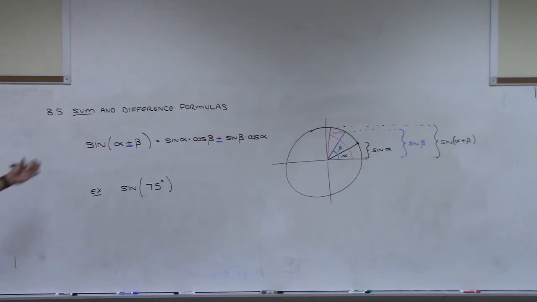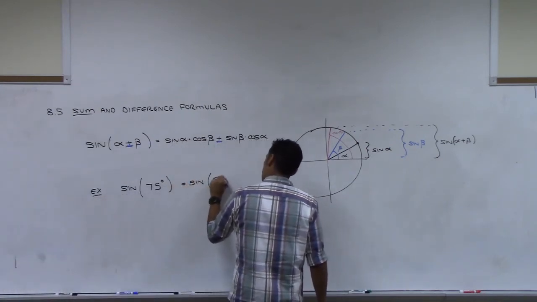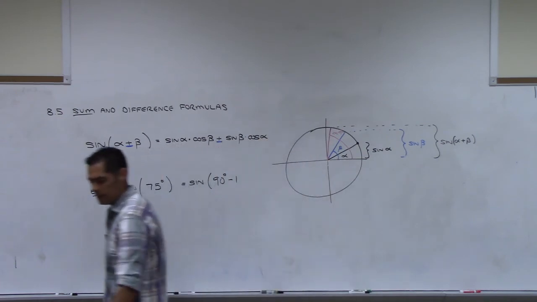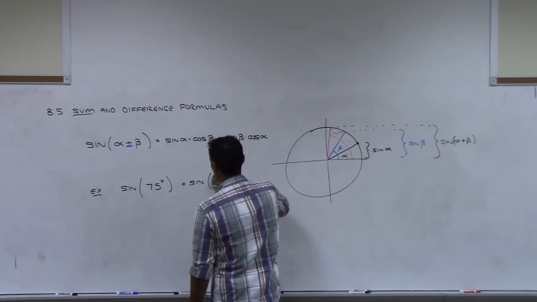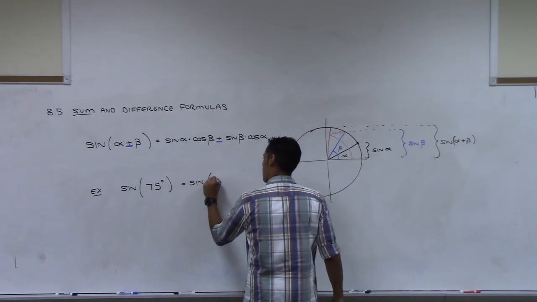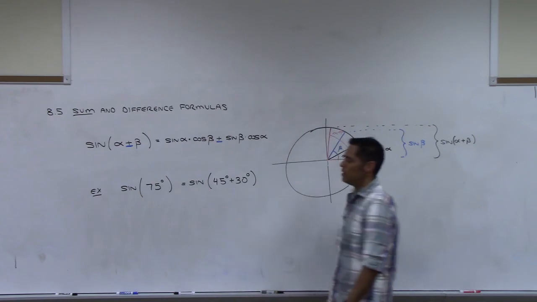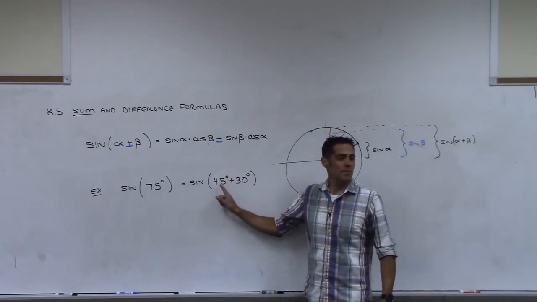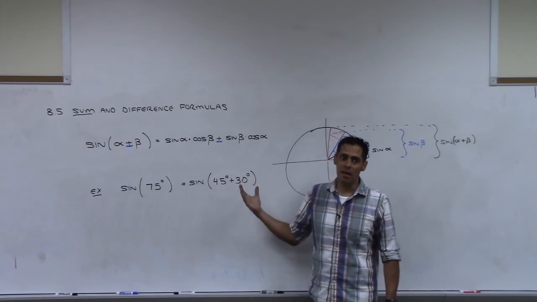Well, what does this have to do with this, right? Well, here's what it has to do. This is actually 90 degrees. Hold on, I did the wrong thing. Yeah, we could do 30 plus 45, right? And the good thing about this is that you know something about 45 degrees and you know something about 30, don't you? Those are common angles.